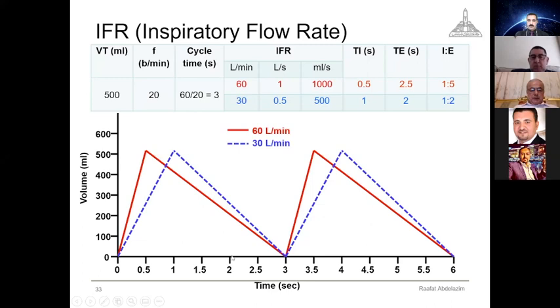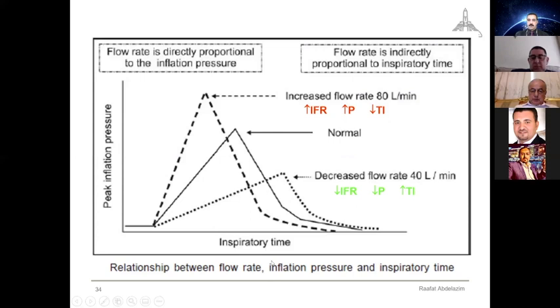ventilator screen. Volume means the tidal volume. The peak of this curve is the tidal volume. In this patient, we are giving 500 milliliters. This limb is the inspiratory limb, so this is the inspiratory time from this point to this point. The inspiratory time here is half a second. The other limb going down is the expiratory limb. The time of expiration is from 0.5 to 3 seconds, so it is 2.5 seconds.